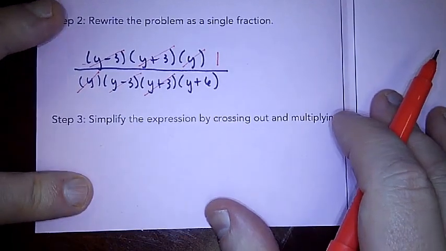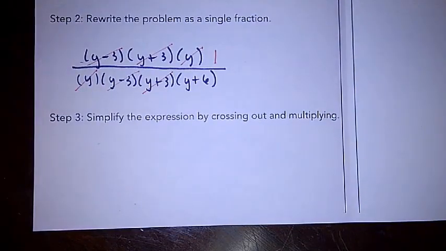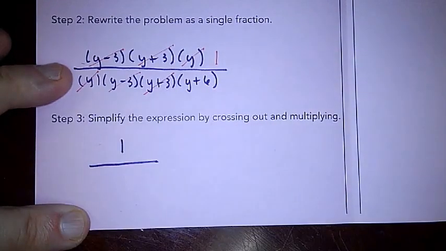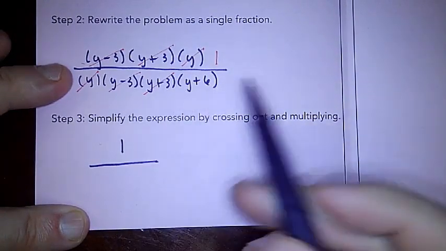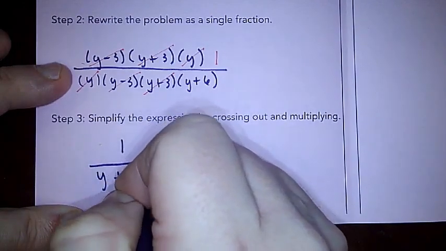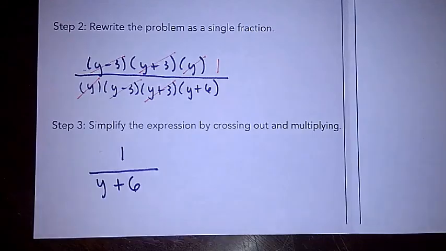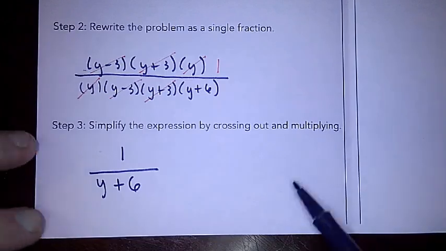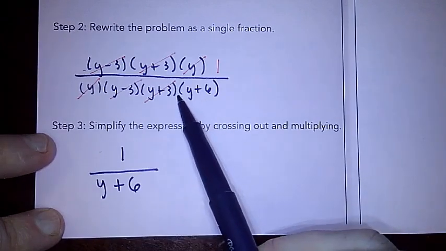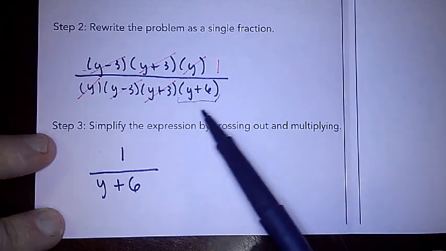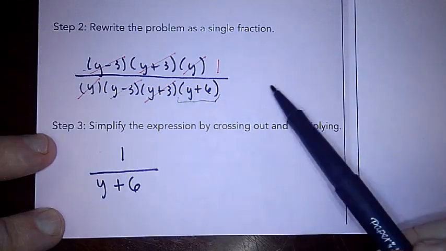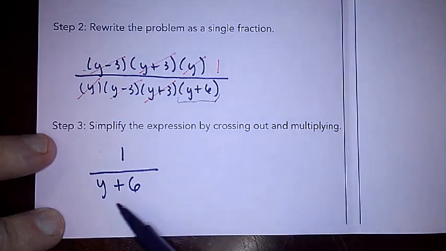So for step 3, now that I've canceled, I rewrite my expression. In my numerator, I am left only with 1. In my denominator, I am left only with y plus 6. Now, if this had been a slightly more complex rational expression, I might have had to multiply more than just one term. Like here, I only had y plus 6, but if there had been an additional y plus 2, I would be expected to multiply my denominator out in order to simplify.